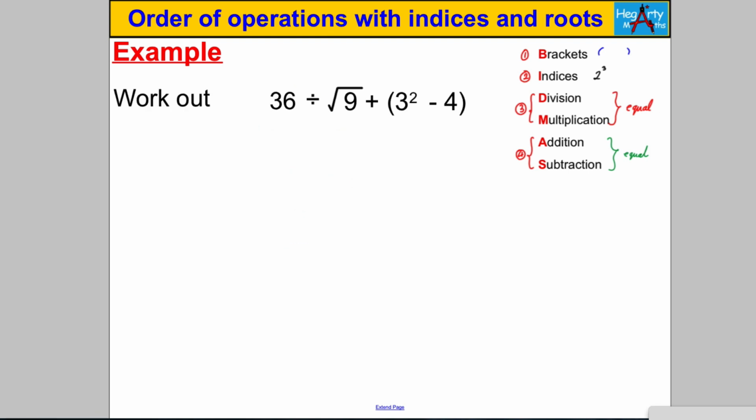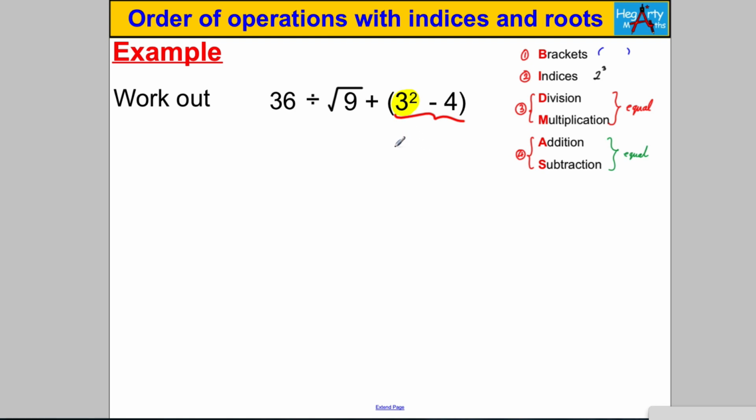And the last one, we've got ourselves various things going on here. Let's keep track of it. We've got a bracket, okay, and brackets usually happen first. We've got an indice or a square root. We've got a division. So let's do the bracket first. And within the bracket, we've got an indice and a takeaway. So we need to do that bit first, the indice.